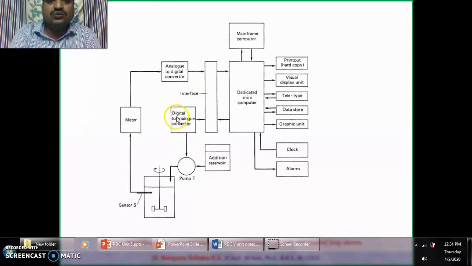So we have to use a digital to analog converter. This will convert the digital signal into an analog signal, electricity, or pressure if it is a pneumatic controller. So the signal is now converted. According to the signal, the valve will open or the pump will start. When the pump starts, the acid or alkali, as per the requirement, will enter into the process.